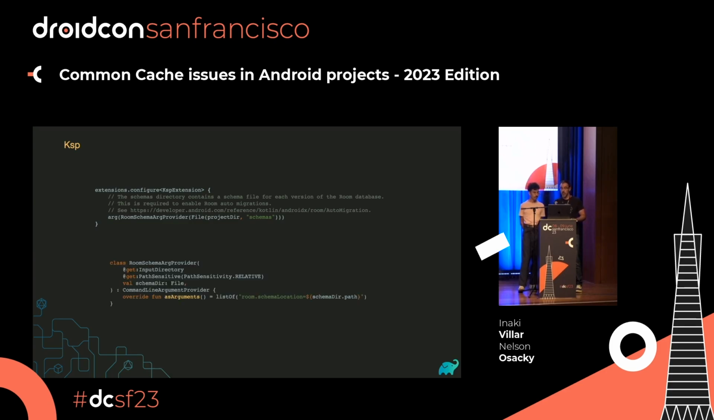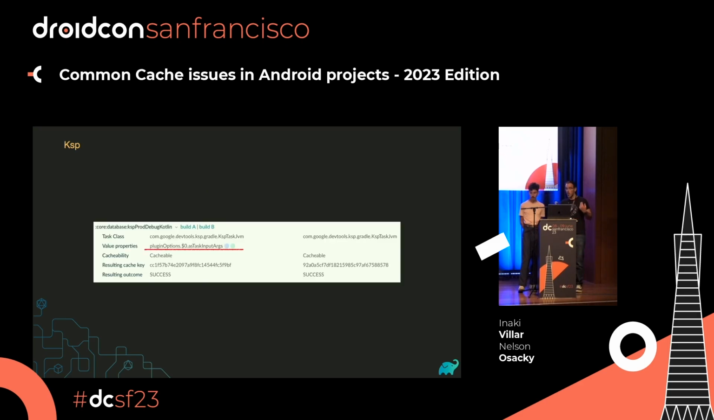And even they are using the proper information about the path sensitivity. That's one of the common problems that we saw in the past with Room. But even with the correct approach provided by Google, we were still seeing this problem. So when we were building from CI and then from local, a task difference for the plugin options was generated.